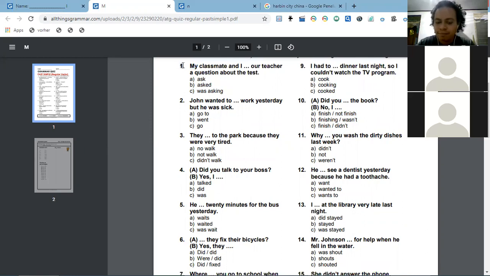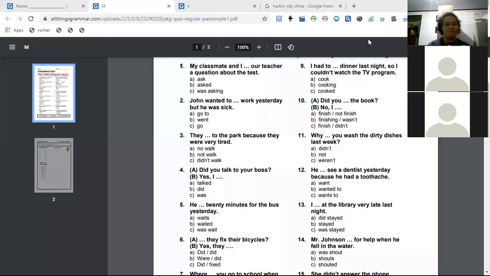I forget the formula. Okay, maybe I should review the formula first, but I'm not going to say it. One of you should say it. So who can tell me what's the formula of past tense? It's very easy. Subject, verb to, and object. Yes, very good, Arya. So Ifa, we use verb to.